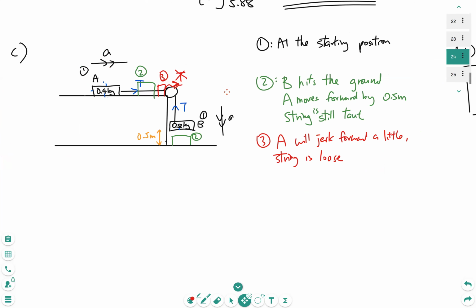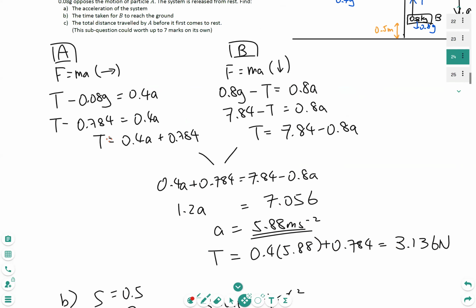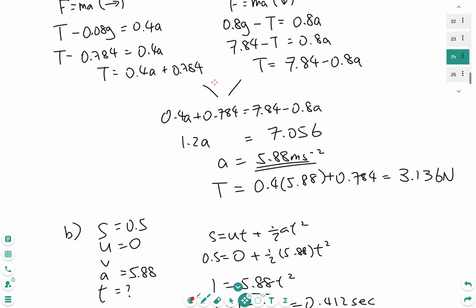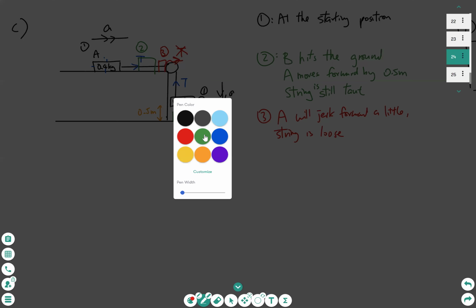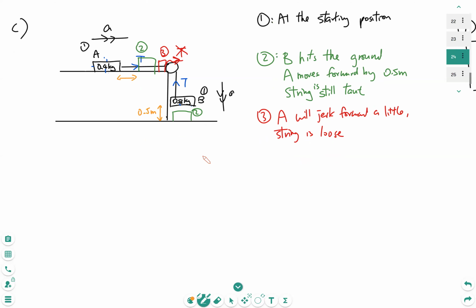As B hits the ground, A doesn't stop there. The string carries the motion forward, and A will continue to move a little bit forward before it stops. Therefore, the question asks for the total distance traveled by A before it comes to rest. What we know is this is actually 0.5 meters, because as B hits the ground, A will move forward by the same distance since the string was still taut. However, this is the distance we want to work out.